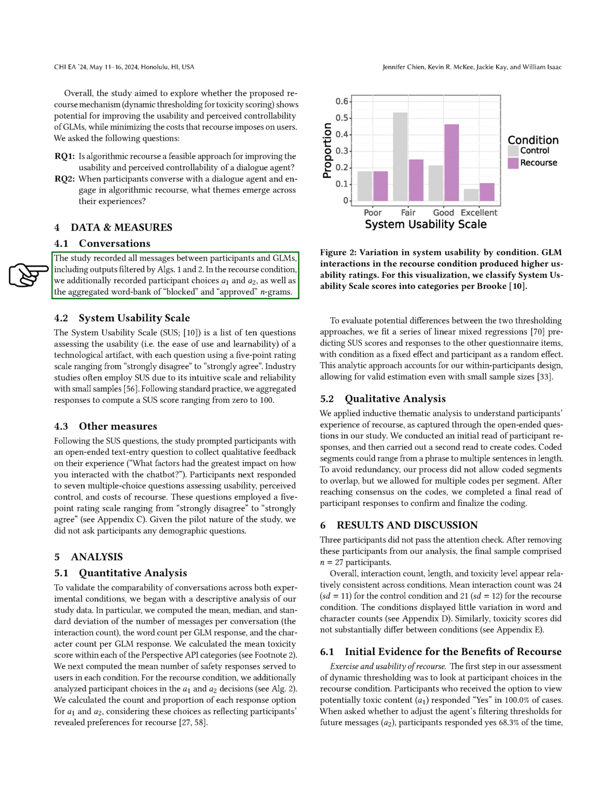To assess usability, we used the System Usability Scale, SUS, a set of 10 questions with a 5-point rating scale. Participants also answered multiple choice questions about usability, perceived control, and costs of recourse. Our quantitative analysis included computing descriptive statistics such as mean and standard deviation of message counts and toxicity scores. We also analyzed participant choices in the recourse condition to understand their preferences. Linear mixed regressions were used to evaluate differences between the two thresholding approaches in terms of SUS scores and questionnaire responses.